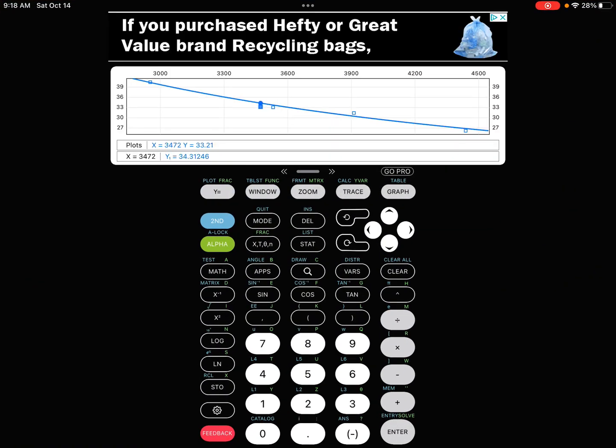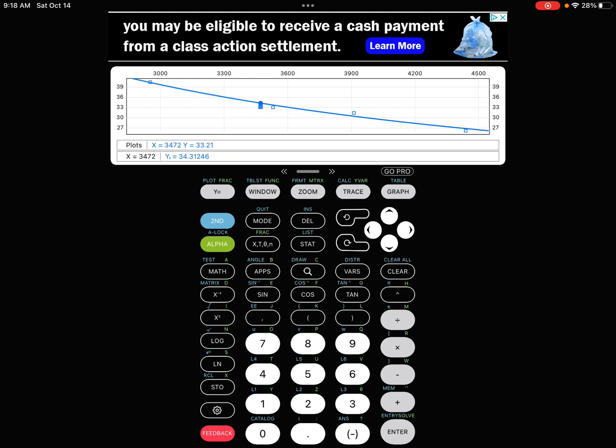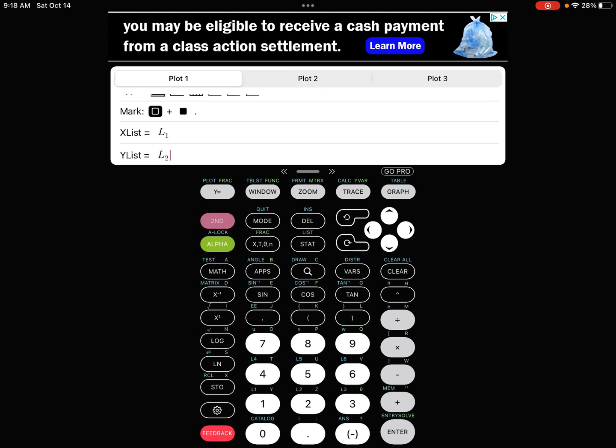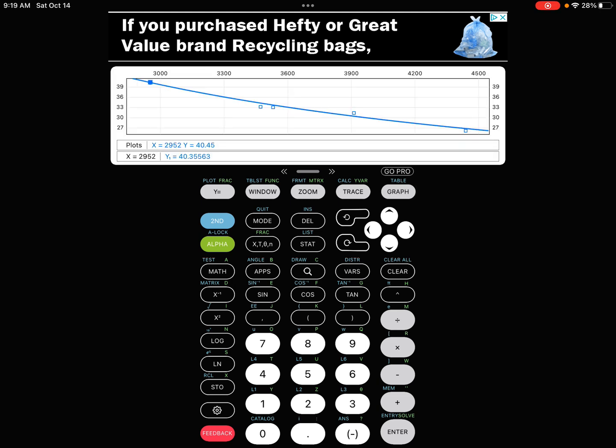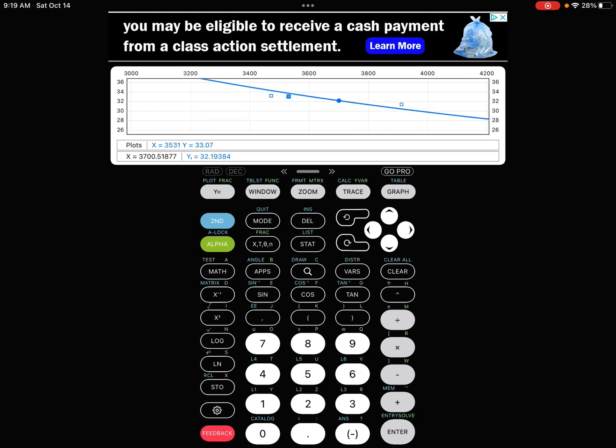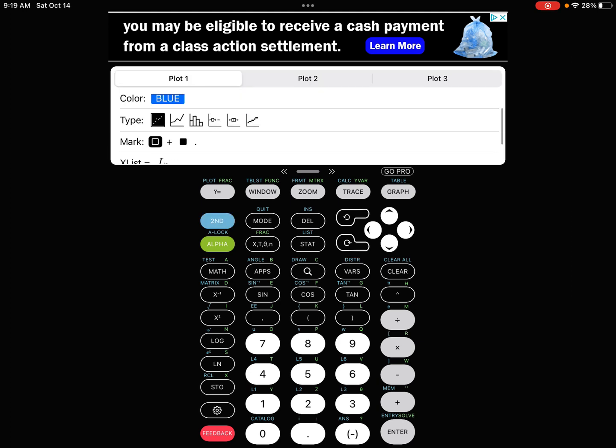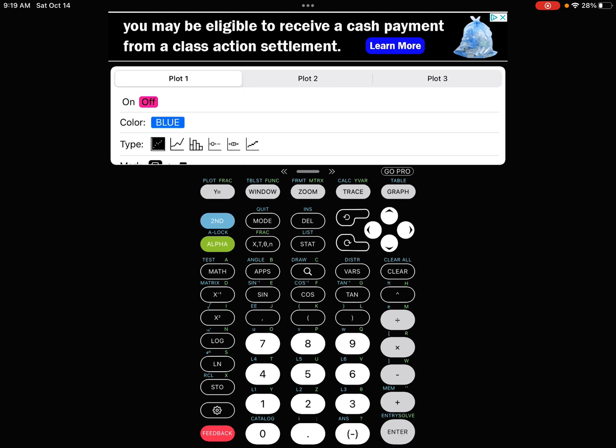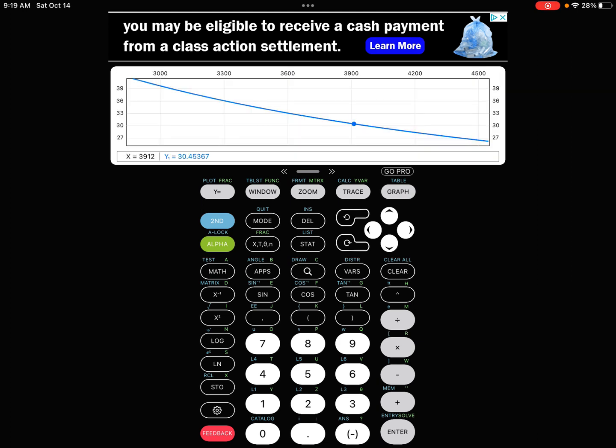So we're going to go to trace, and I'm going to turn off my scatter plots. Or wait, maybe there's a way. Can I trace my graph by touching it? Nah, I'm going to turn my plots off. So I turn my plots off. Then they won't be in the way of my graph. Now I can trace my graph instead of my points.